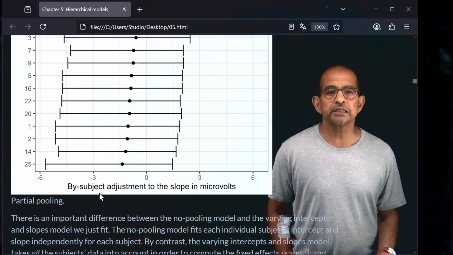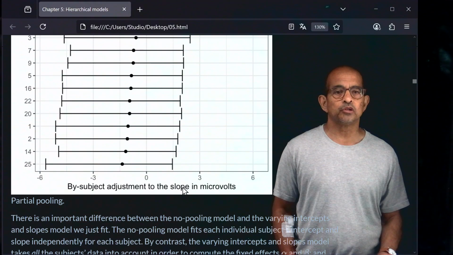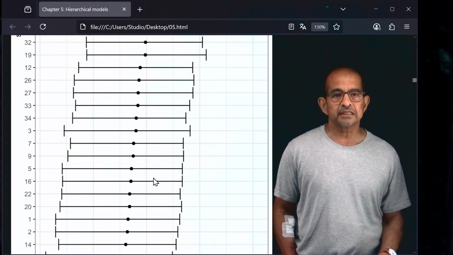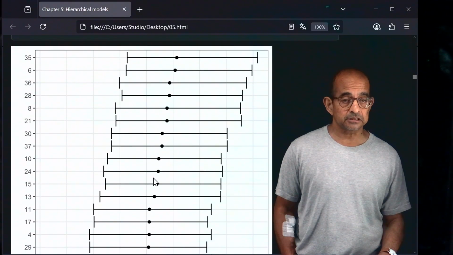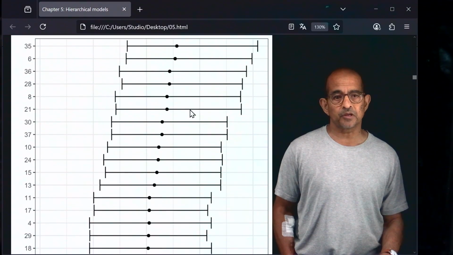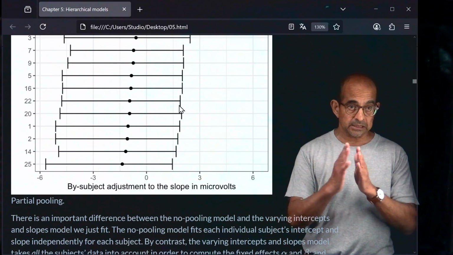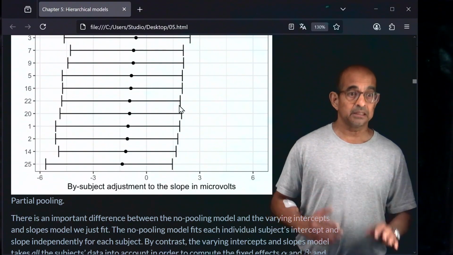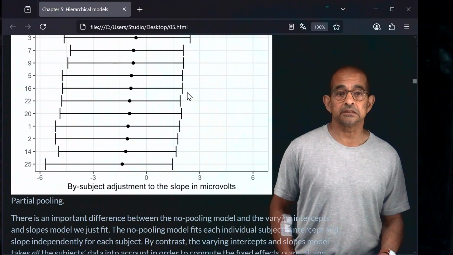So, by subject adjustments to the slope in microvolts. What we are seeing again is from the hierarchical model, I have extracted the posterior distributions of each of the subject slope parameters, and I'm plotting them now side by side. You can see that some are positive and some are negative, some are close to 0. So now we are characterizing the individual level variation between participants in the effect of close on the ERP signal. Okay?